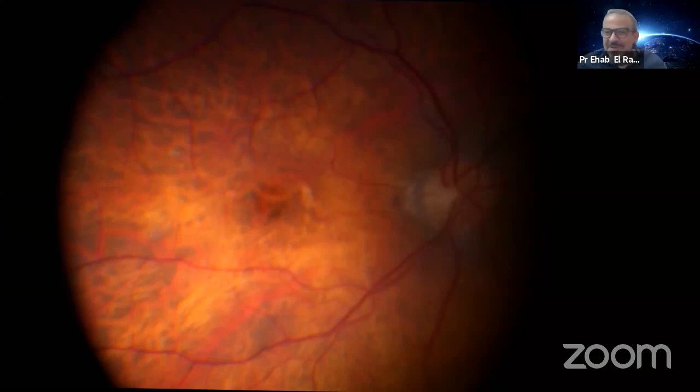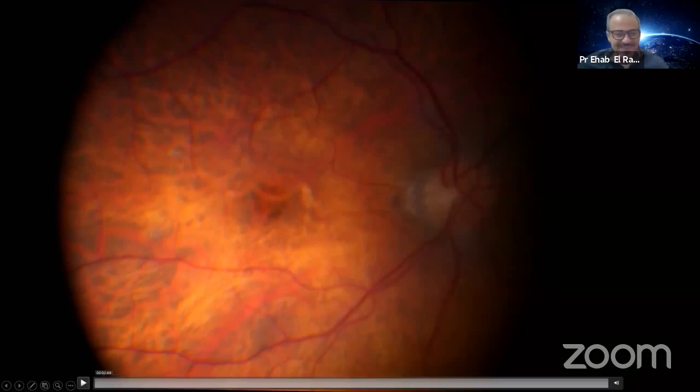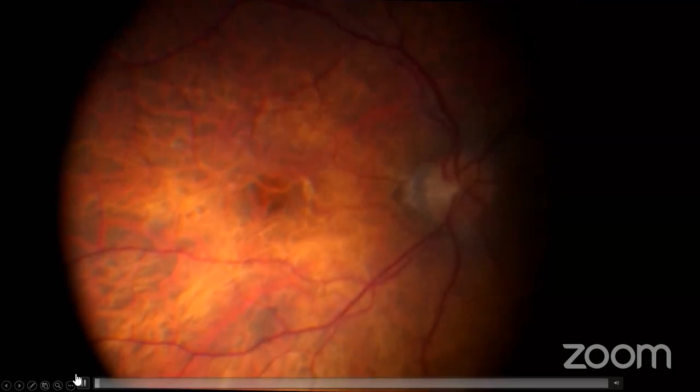But maybe putting it back in place, that's a nice Comet car for that. This is another case of a large macular hole. You can see this here. Comment we have. I don't know if you can hear me.